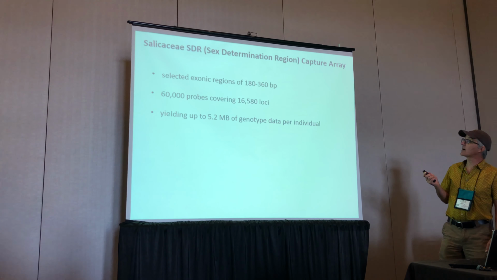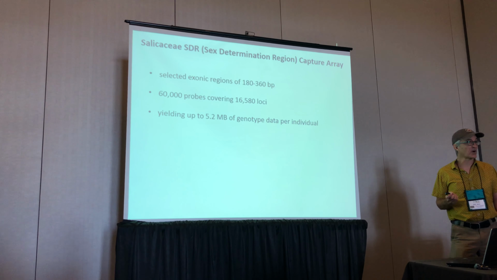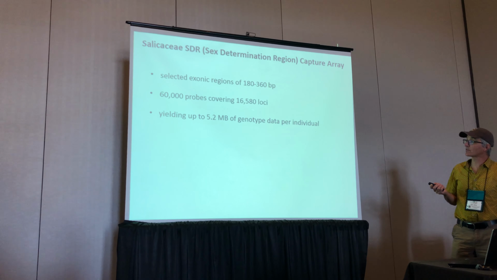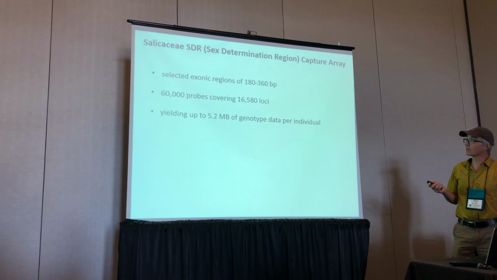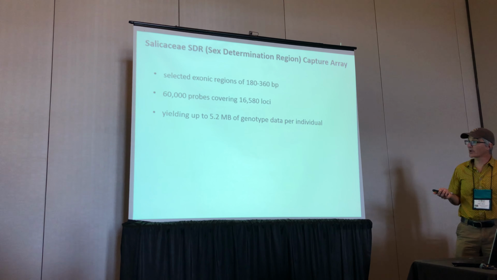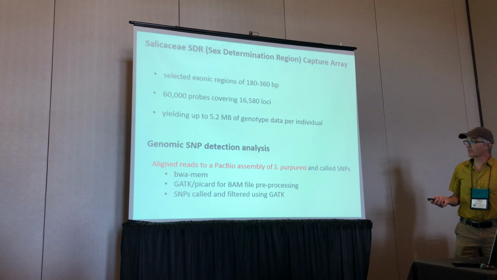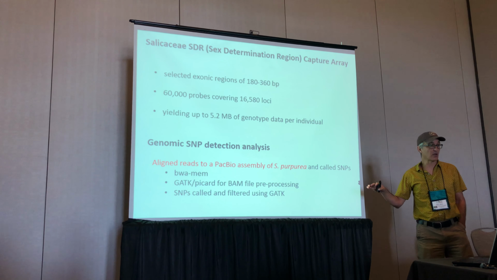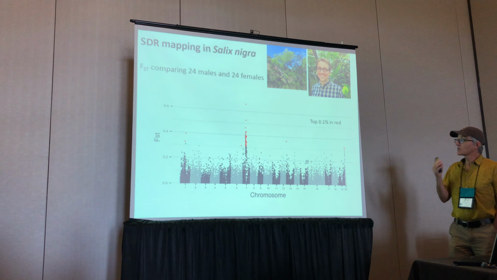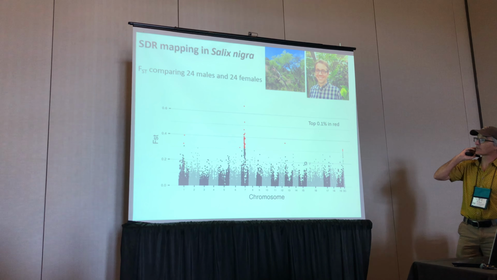So we developed a sequence capture array that covers over half of the genes in the genome, at least one exon in over half of the genes, 16,500 loci, and we genotype about 5.2 megabases of data per individual. And then for at least this study, all of these have been mapped to the Salix purpurea reference genome. So here's a result that was done by Brian Sanderson.